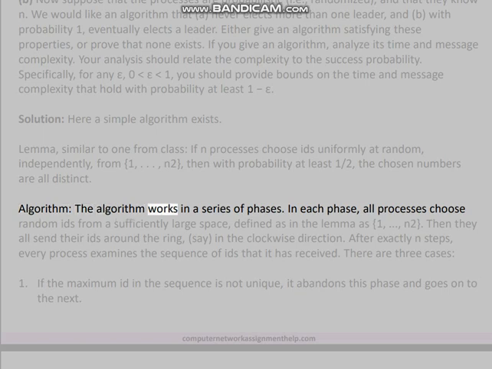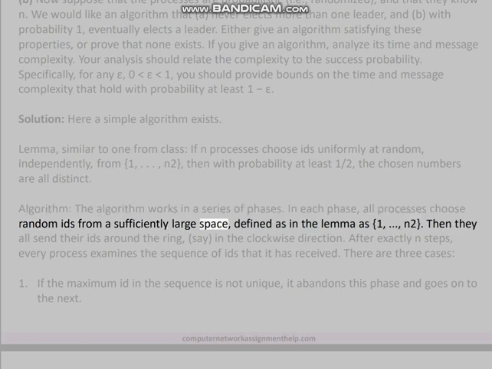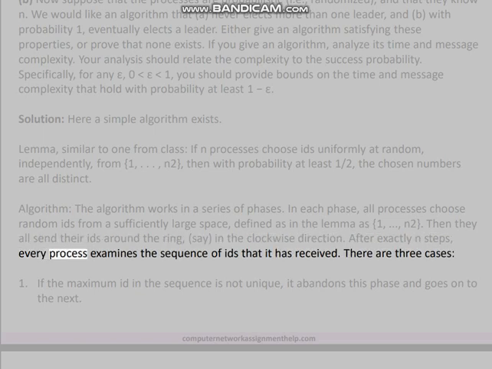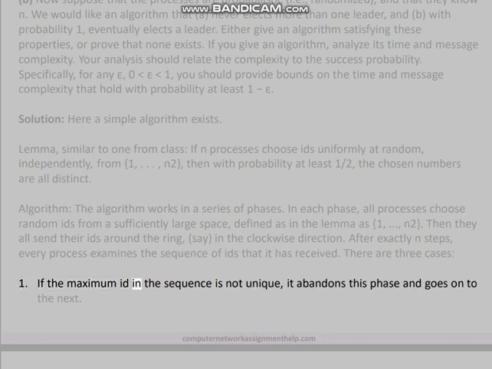Algorithm. The algorithm works in a series of phases. In each phase, all processes choose random IDs from a sufficiently large space, defined as in the lemma as 1 to n^2. Then they all send their IDs around the ring, say, in the clockwise direction. After exactly n steps, every process examines the sequence of IDs that it has received. There are 3 cases. 1. If the maximum ID in the sequence is not unique, it abandons this phase and goes on to the next.